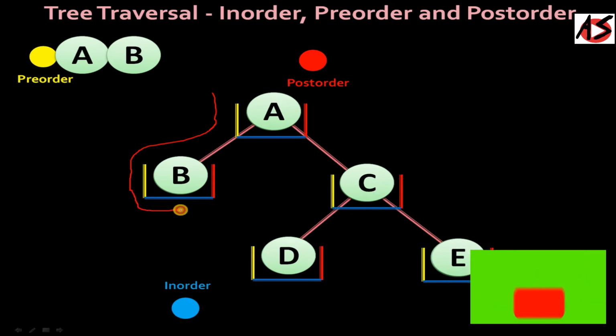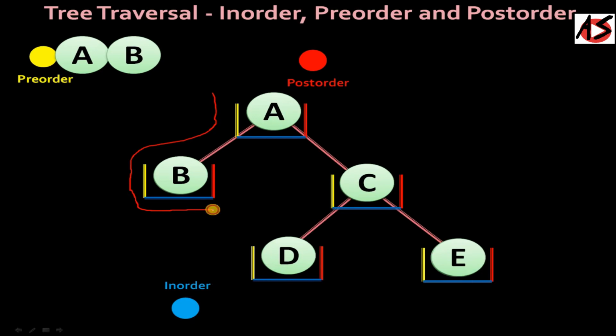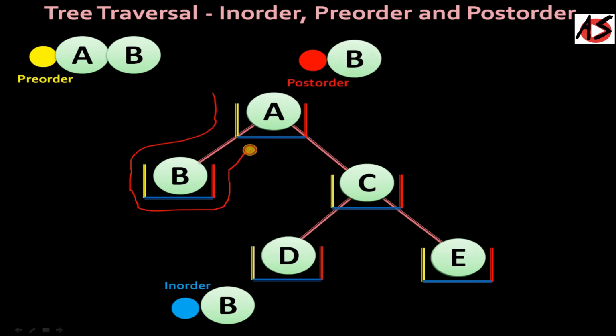Now we are moving ahead. Here we touch the blue line, that is bottom. So we'll copy the B node to the in-order list or blue list. Then we will move ahead. We will touch the red line. So we have to copy the B node to the post-order list, that is the red list. Going further, we are touching the blue. So copy A into the blue list.